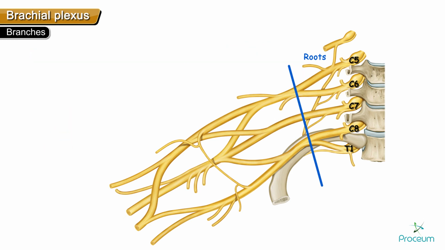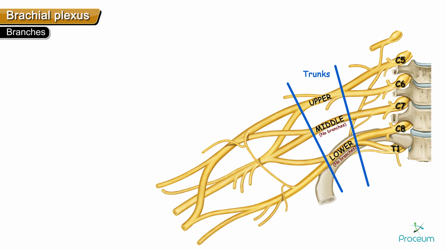Now, moving on to the branches coming from the trunks of brachial plexus. Do remember, only upper trunk gives rise to branches. There are no branches from the middle trunk or the lower trunk. Only the upper trunk gives rise to branches. And what are the branches coming from the upper trunk of brachial plexus? The upper trunk of brachial plexus gives rise to suprascapular nerve, and also the nerve to subclavius.